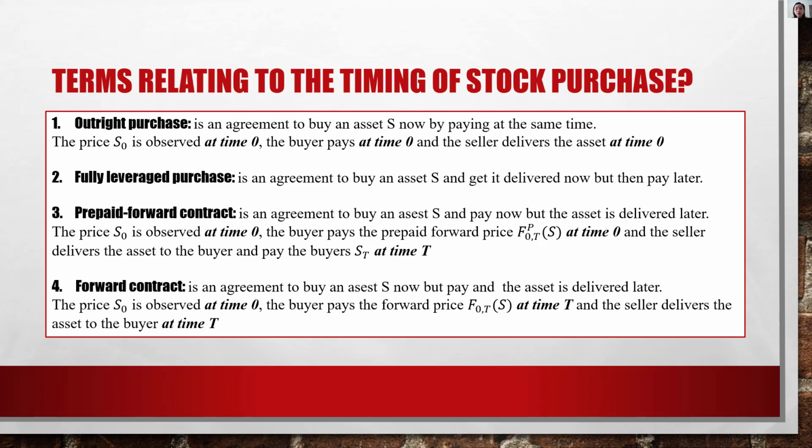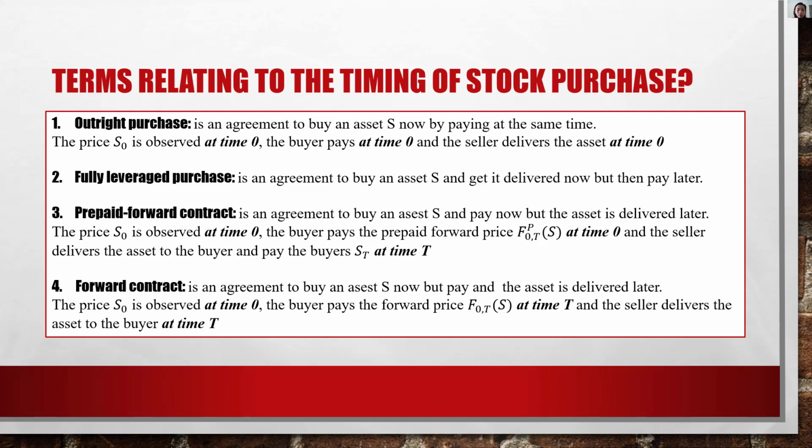The second contract is fully leveraged purchase. It is an agreement to buy an asset S and get it delivered now, but then pay later. Number three is prepaid forward contract. This is an agreement to buy an asset S and pay now, but the asset is delivered later. At time zero, the price S naught is observed. Then the buyer pays the prepaid forward price F0,T^P(S) at time zero, and then the seller delivers the asset to the buyer at time T.